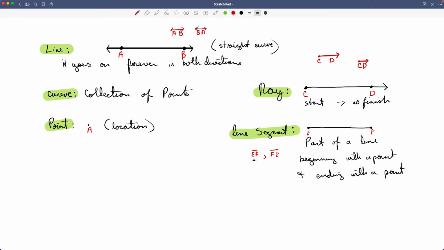You could write line segment EF or FE. But you can only write a ray like this with the beginning point first. All right, so let's look at some example problems.